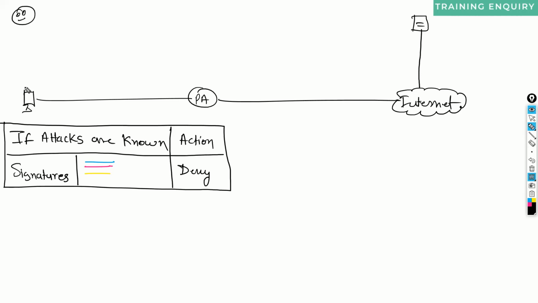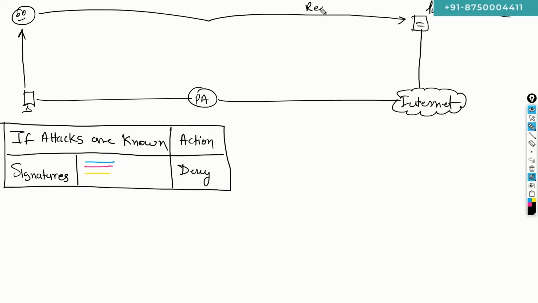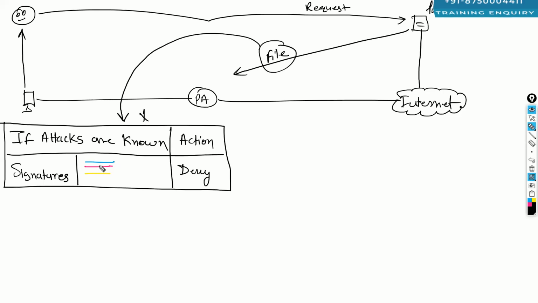Now we have a user. This is our public server. Through the firewall, the user will send a request to the public server. In the response, the user downloads a file. This file will be checked against known attacks. In the file, there is no virus, there is no spyware. Then this file will be allowed because there are no known attacks in the file. All firewalls work this way: if they know the attack, they can deny that attack. Normal files will be allowed.